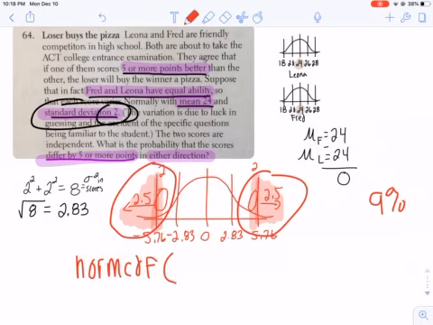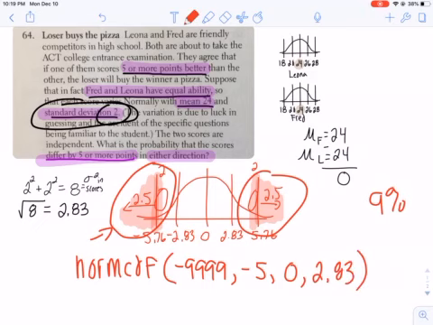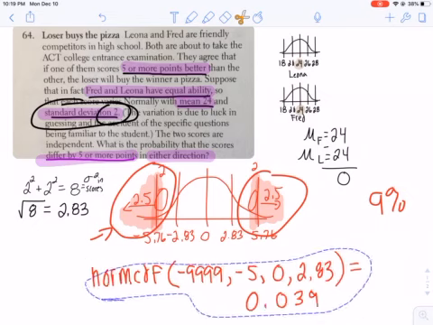All right. So for my lower bound, I'm going to start on the left side here. I'm going to go with -9999, enter a bunch of 9s, and I want all the way up to -5. My mean is 0, standard deviation of 2.83. And when I plug that in, I get 0.0386, whatever. I'm going to go with 0.039. Okay, so I'm halfway there. I've got to find the right side now.